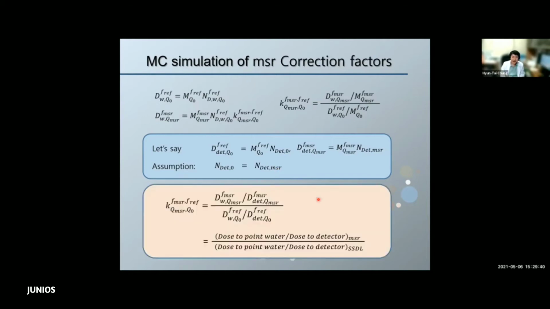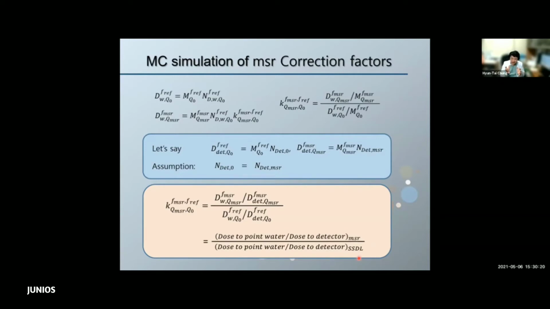So with this assumption, we can say this MSR correction factor becomes this. We can replace the measured charge with the Monte Carlo simulated absorbed dose to the detector. The meaning of this MSR correction factor is this. There is a relation between the absorbed dose to the detector and the absorbed dose to a point in the water phantom. And this MSR correction factor is the ratio of that relation in the MSR field and the standard laboratory field. It's simple.